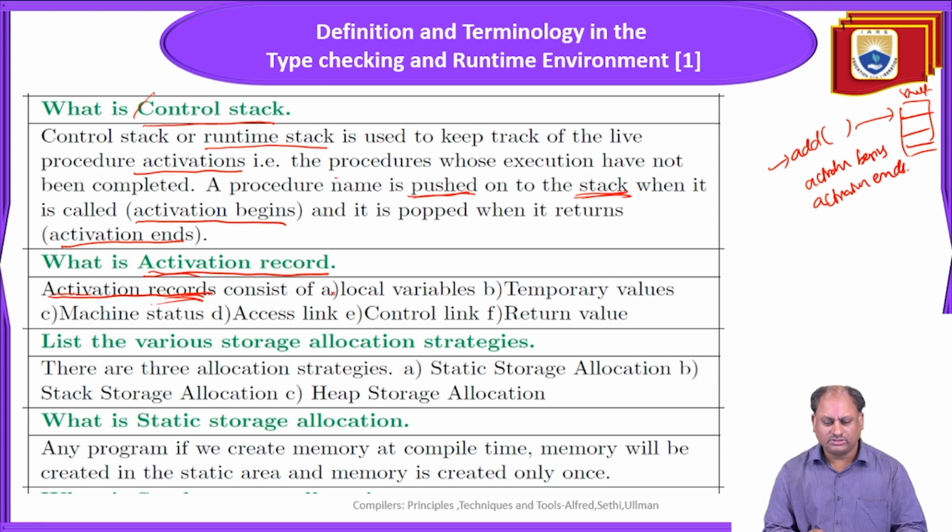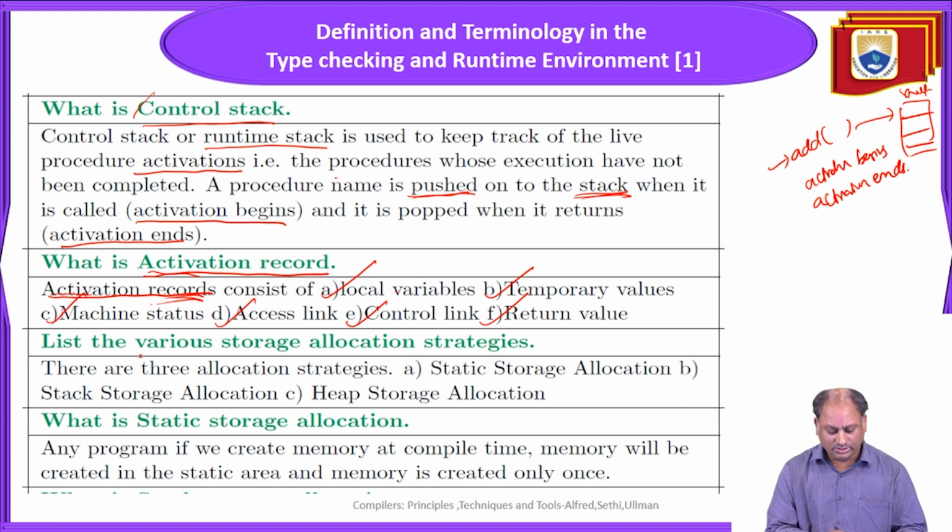The activation record has fields such as local variables, temporary values, machine status, access link, control link, and return value. Whenever a procedure begins, the variables declared inside it come under local variables. For intermediate calculations we use temporary values. Machine status is also stored, along with the access link and control link, and whenever the function completes, it returns some value. These control and access links are used whenever the activation starts.